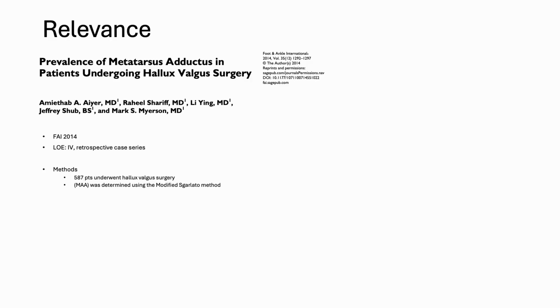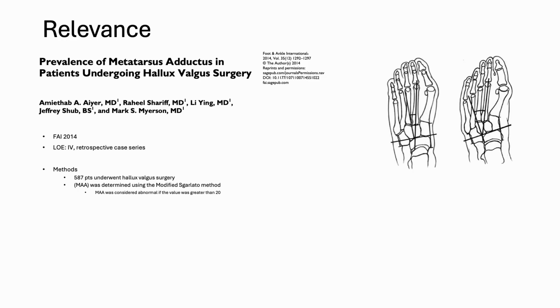They measured metatarsus adductus using the Scarletto method, and they considered it abnormal if it was greater than 20, so maybe a little bit higher than the mild to moderate range that we're thinking of. But in general, they consider that as positive. That's how they measured it. They found that the prevalence was about 30% in patients undergoing hallux valgus correction. So it's relatively common in patients that have hallux valgus deformity, going back to our basics that we went over earlier. They found high intra-observer and inter-observer reliability, which is consistent with what the literature is saying.